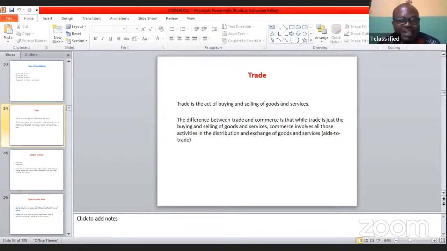So what is trade? Trade is the act of buying and selling of goods and services. The difference between trade and commerce is that while trade is just the buying and selling of goods and services, commerce involves all those activities in the distribution and exchange of goods and services. So inside commerce, you can find trade and aids to trade. Aids to trade includes advertising, communication, other things. But trade is the actual buying and selling of goods and services. So when you add trade and aids to trade, it equals commerce. Okay, so trade is simply a part of commerce.